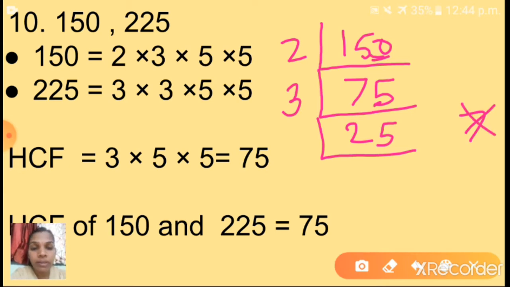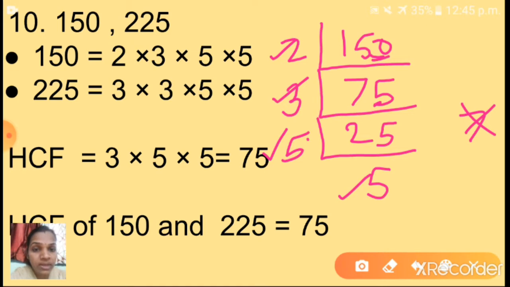So next prime number, can anyone say? Yes, 5. That 5 is what? In 5th table, this 25 will come as a multiple. Isn't it, child? Yes, so 5 will come. How many 5's are 25? 5 5's are 25. So see here, what are the prime factors of 150? 2 into 3 into 5 into 5.